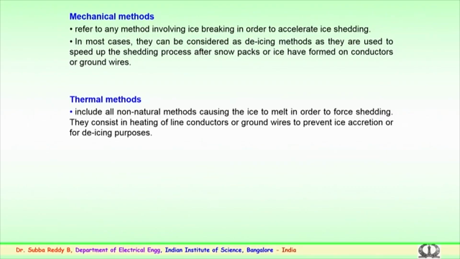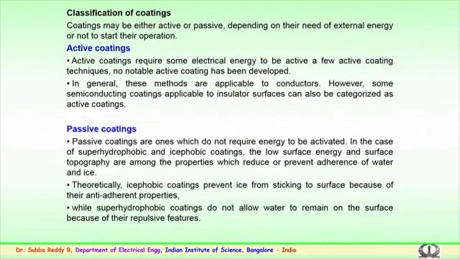The fourth is the thermal methods. Here again this includes all non-natural methods, causing the ice to melt in order to force shedding. This method consists mainly in heating of line conductors or ground wires to prevent ice accretion or for de-icing purposes. The temperature of the conductors or the ground wires is raised to prevent the ice accumulation on the conductors or the ground wires.